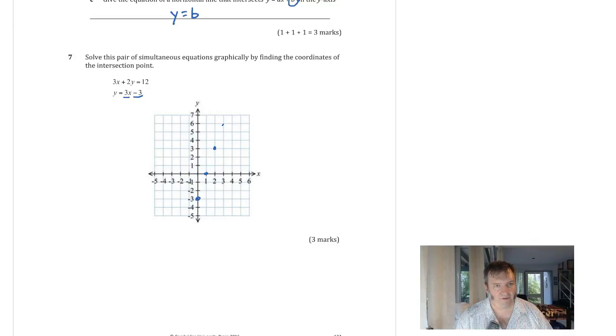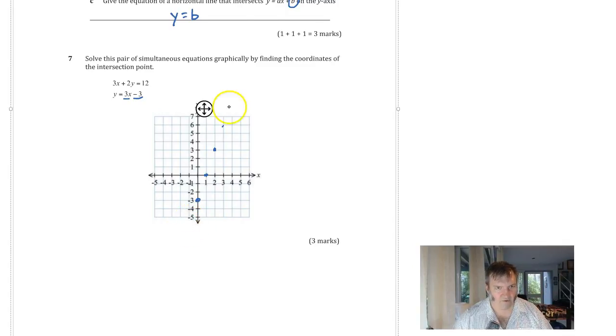It would help if I got my little line drawing tool here, and then drew the line correctly, and it let me draw it through all those points. You get the idea. That looks about right, going through those points. So that would be y equals 3x take 3.